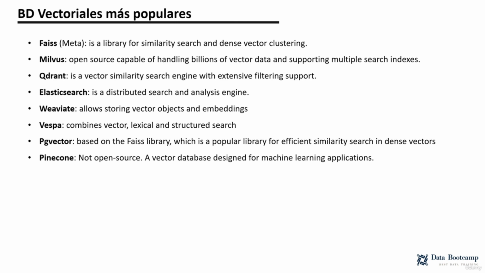Following Elasticsearch, we have Weaviate, which is an open-source platform that allows for the storage of vector objects and embeddings. We also have the Vespa search engine, a vector database that supports vector search, lexical search, and structured data search. Then we have pgvector, an open-source extension for PostgreSQL that enables storage and querying of vectors within the PostgreSQL database. Finally, we have Pinecone, a vector database designed for machine learning applications based on the FAISS library. It is fast, scalable, and compatible with various machine learning algorithms.